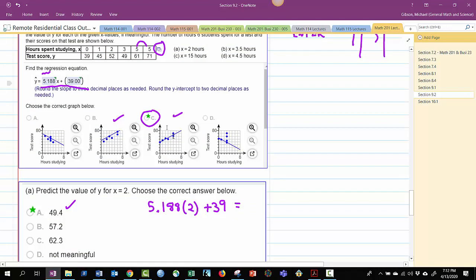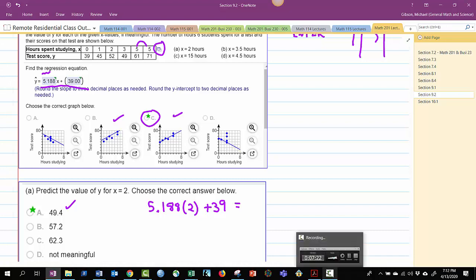A lot of them are like this. There's questions about residuals and other stuff, but I think that's enough to get you going strong on this section.